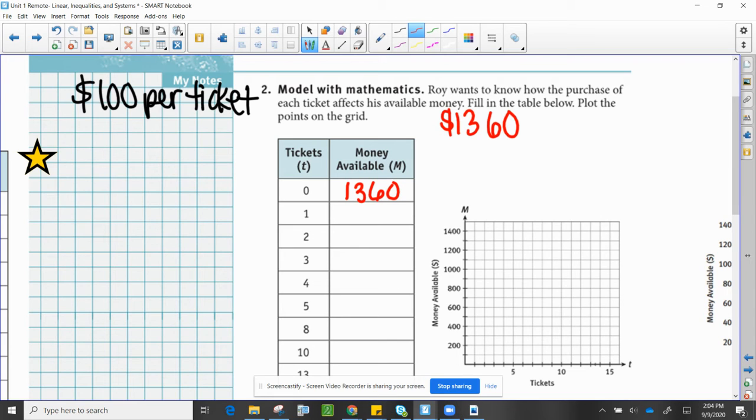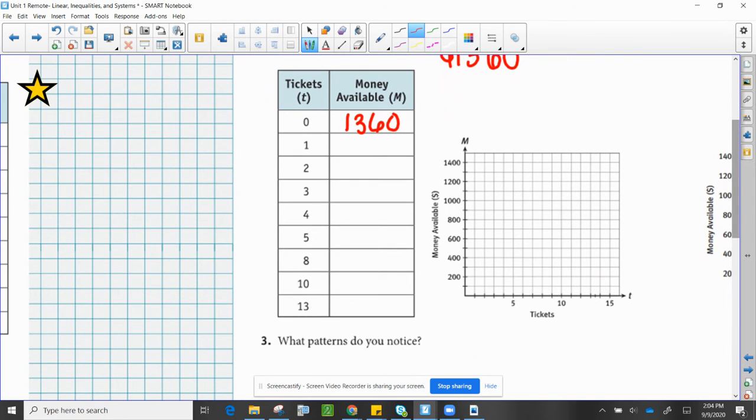So I want you to fill in the rest of this chart. If he goes to 1 show, how much money is available then? 2 shows, 3 shows, and so on. Just be really careful in this part right here because it jumps from 5 shows to 8 shows. So go ahead and fill that in. Take a minute and pause the video.